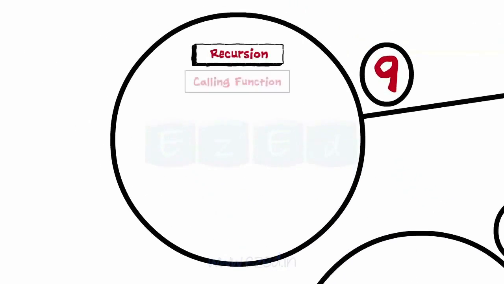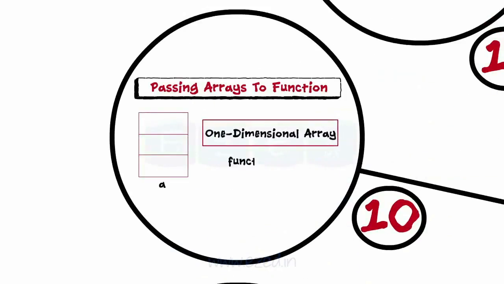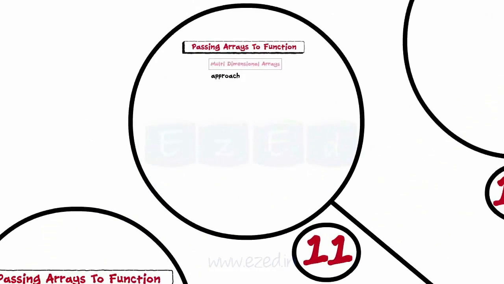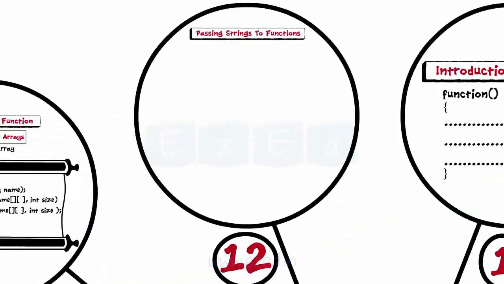Recursion is a special case where the calling function calls itself. To pass a one-dimensional array to a called function, it is sufficient to only list the name of the array without any subscripts and size of the array as arguments. Example, largest(A, n). The approach of passing a two-dimensional array to a function is similar to one-dimensional arrays. Strings are treated as character arrays in C. So the rules for passing strings are very similar to those for arrays.